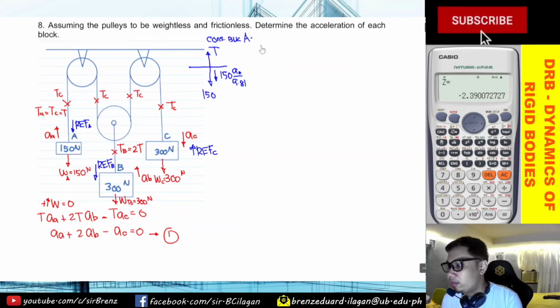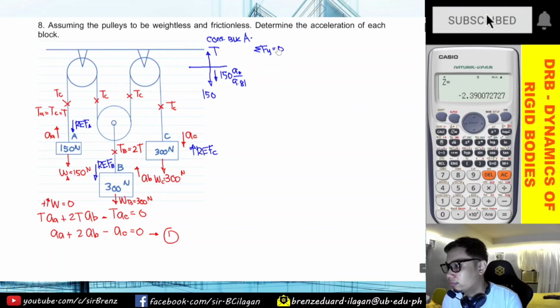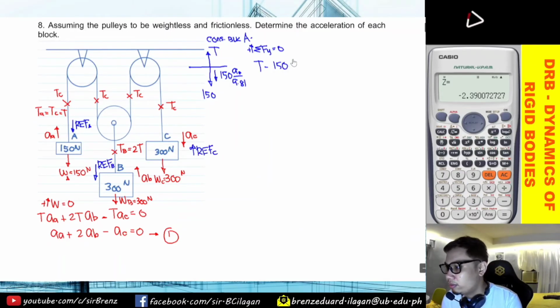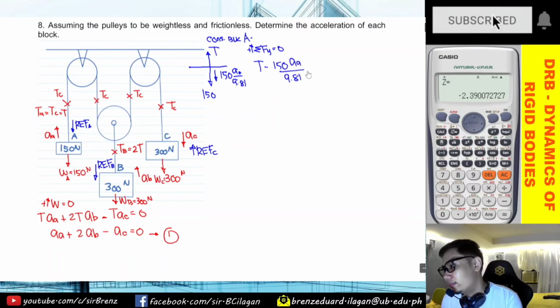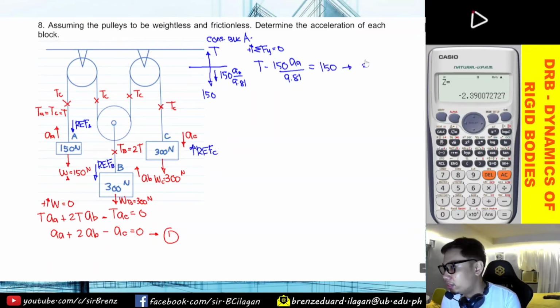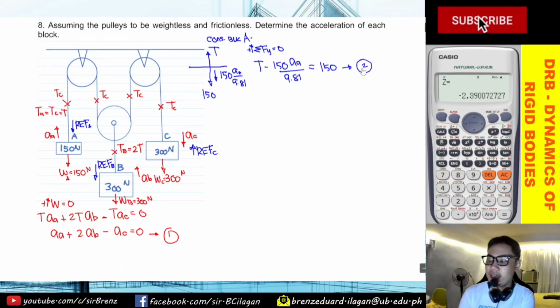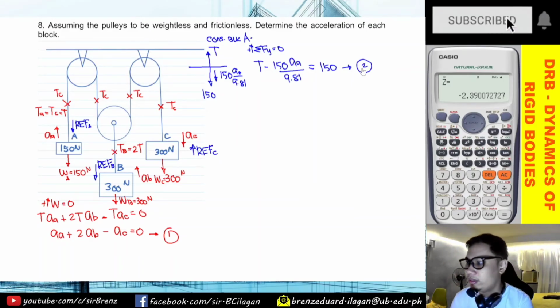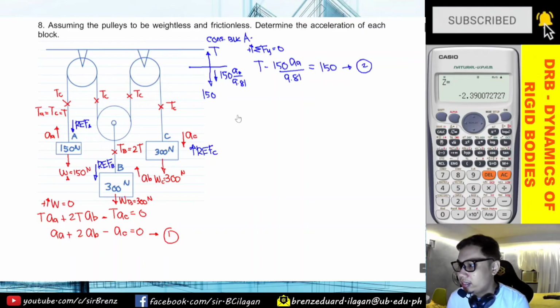So, when you take summation of forces Y, assuming upward direction as positive, so, T minus, yung reverse effective force na 150 times A sub A over 9.81 and then equals, so negative siya yung 150 since pababa, so transpose mo sa kabila magiging positive. Okay, so let's say this is equation number 2. So mamaya na natin gawin, kasi ito, medyo madami yung unknown. So tingnan natin kung paano natin siya masisimplify.